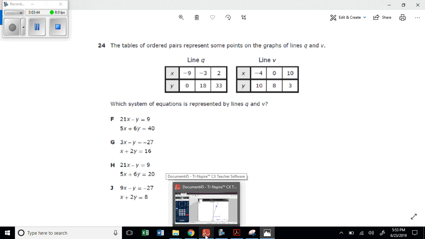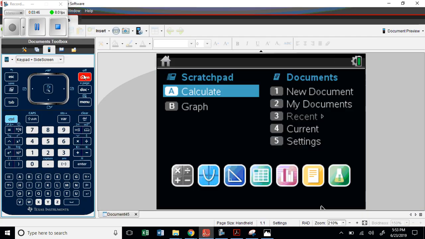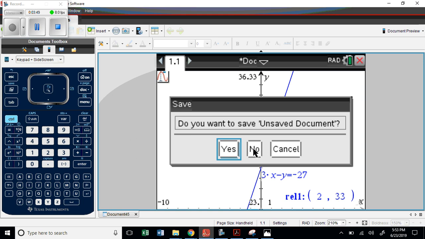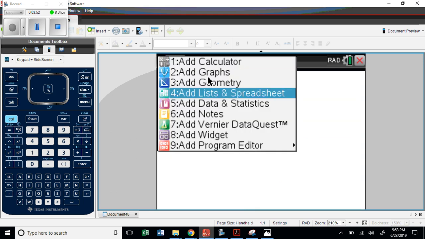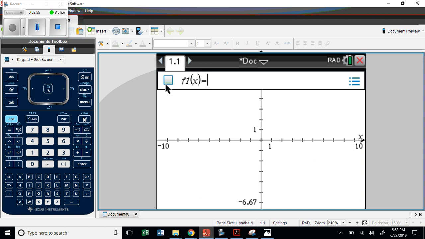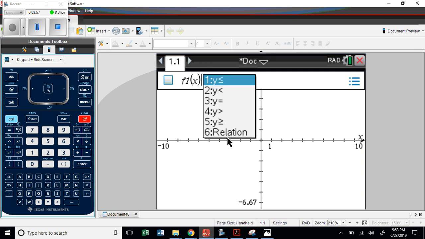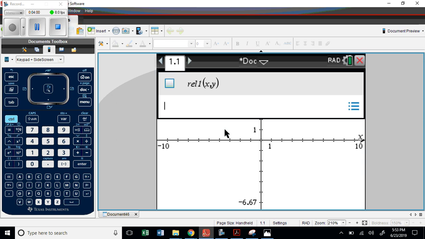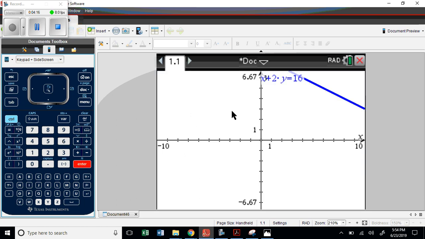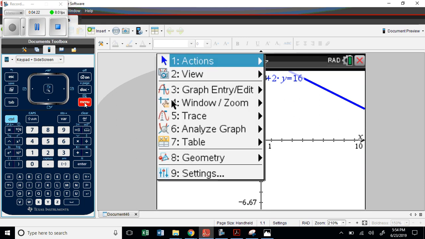So let's go back to our calculator. Let's start with a brand new document as we graph that second equation. Again, it's in standard form, so we're going to delete this, go to relations. The equation we want to graph is x plus 2y equals 16. And we hit enter. We can see our line there, but again, we know that we can't get a table of values, but we can use our graph trace.